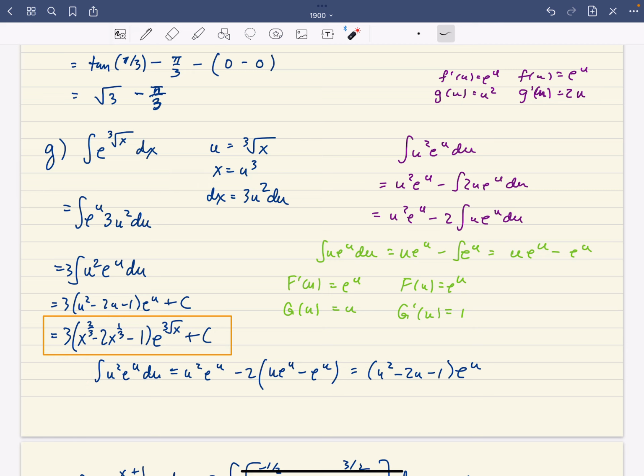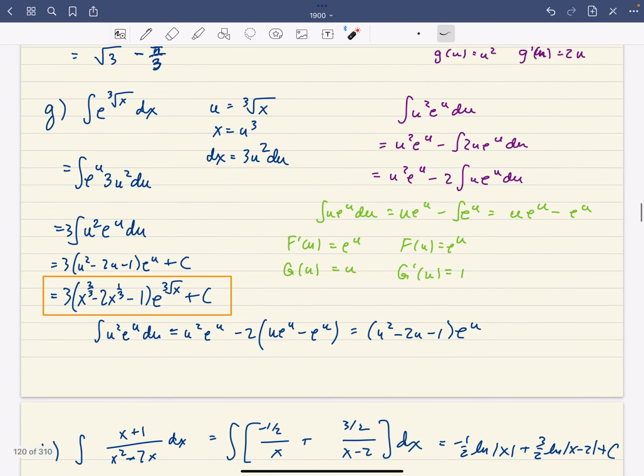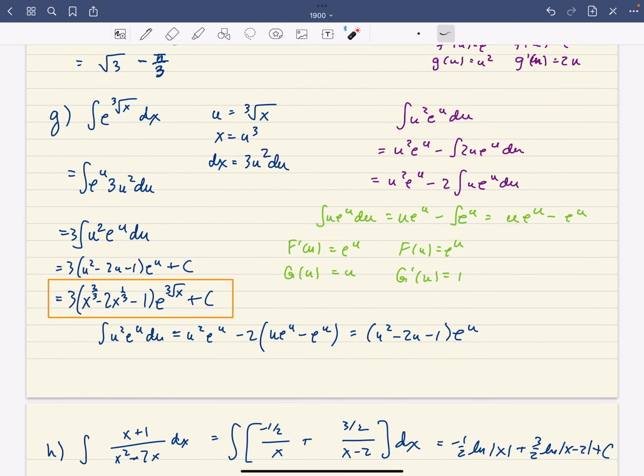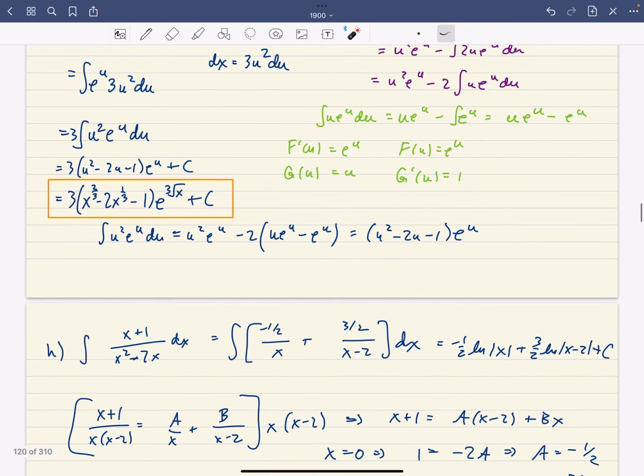So the integral of u squared e to the u was what we found it to be. It was u squared e to the u minus 2 times this integral. And so altogether that was u squared minus 2u plus 2, times e to the u. And so we put that here, substitute back in, u is x to the 1/3. And so u squared is x to the 2/3, and so on. And substitute everything back in, and that was part G. Okay, so the trick here: let u be the cube root of x, solve for x, and then that lets you find dx a little easier.